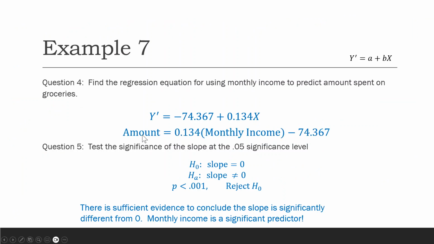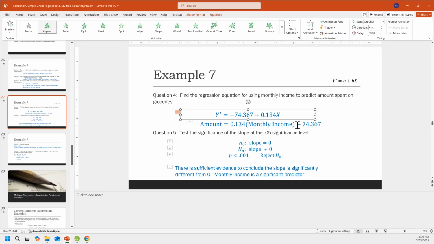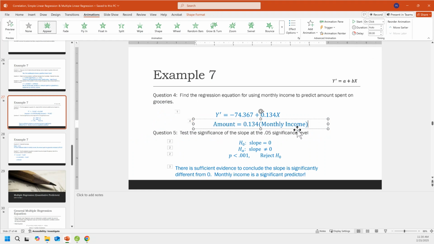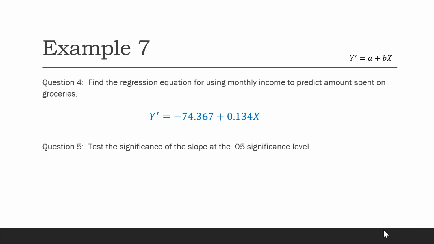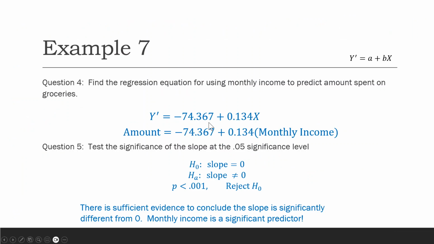You can also write it using the terms, right? So we have the amount spent on groceries equals that same equation. And instead of writing X, I put the monthly income. And so if you wanted to change the order, once again, you definitely can. To some people, this gets to be confusing, and so I don't want to be very, very confusing, and so I'm trying to stay consistent here.